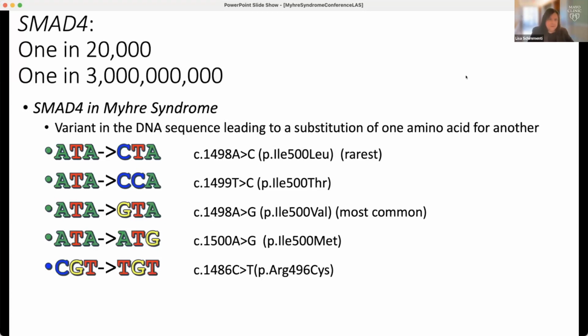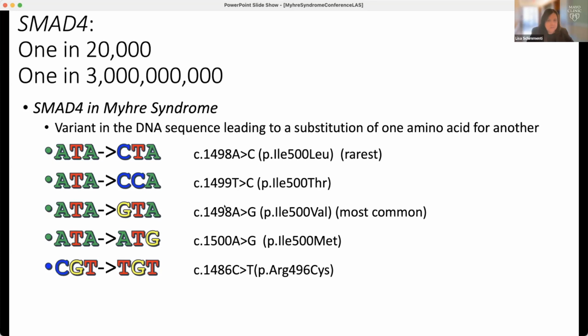So let's focus on SMAD4. This is one of 20,000 genes in the genome, and the single variant in SMAD4 is 1 in 3 billion. And so the odds of this happening is really small, and explains why Myhre syndrome is so rare. One of the unusual things about Myhre syndrome is that there's a specific 3-letter code that seems to be changed most often, and that's ATA, and it can be changed in different ways.